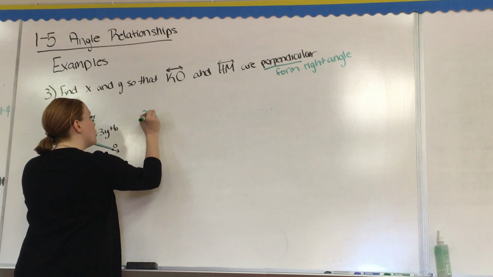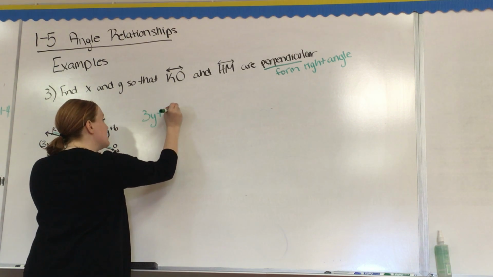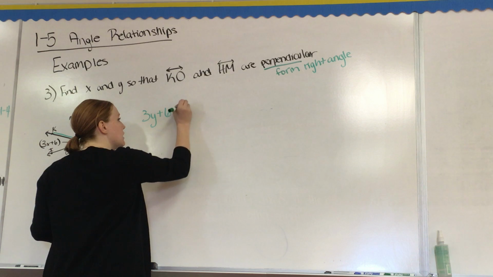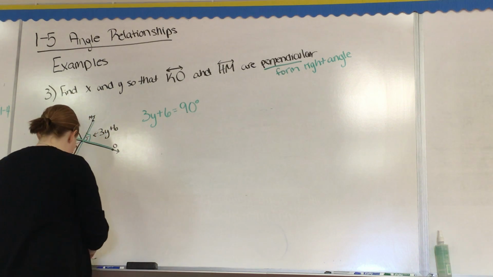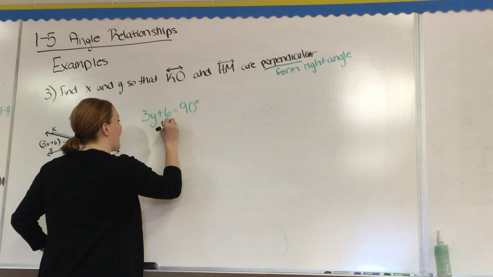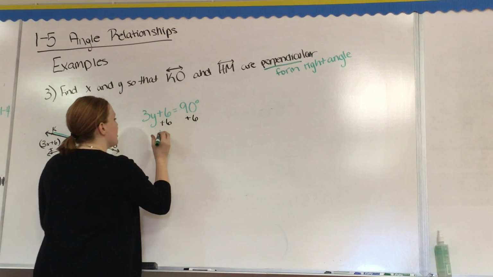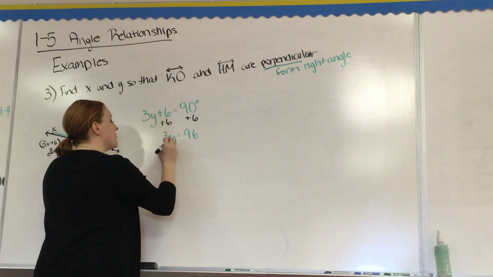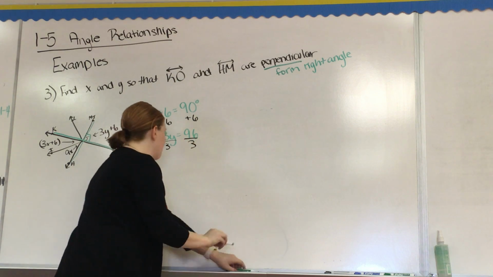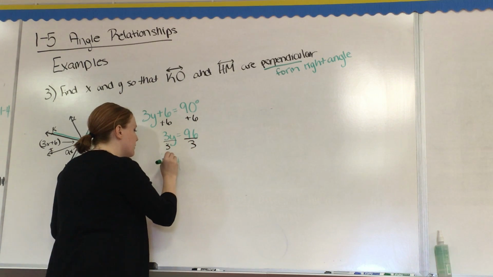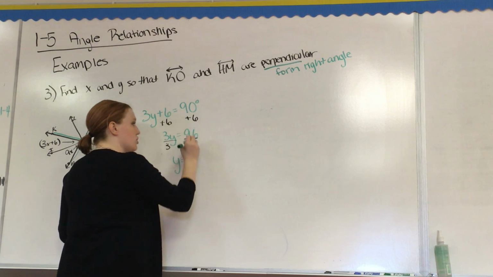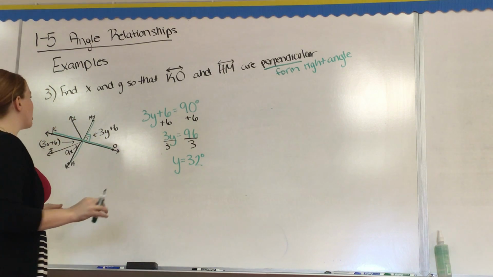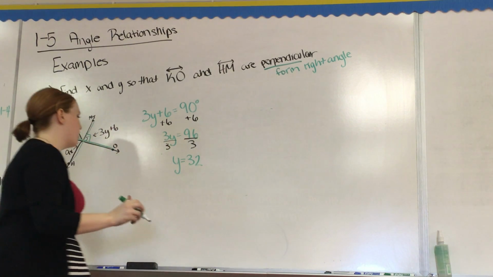So we have 3y plus 6. We know that if that angle right there is 3y plus 6, we also know it's 90. So it equals 90 degrees. So we do the math. We add 6, we get 3y equals 96. We divide by 3, and we get y equals 3 goes into 9 3 times, no leftovers, 2. Okay, we get y equals 32, not 32 degrees, just 32.